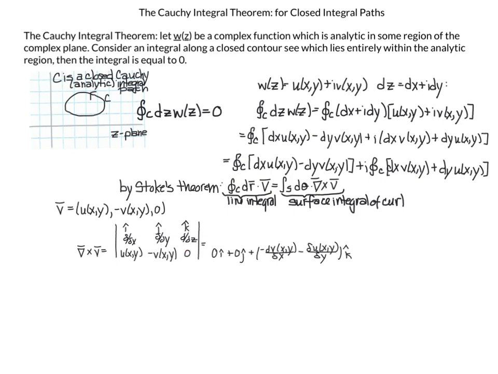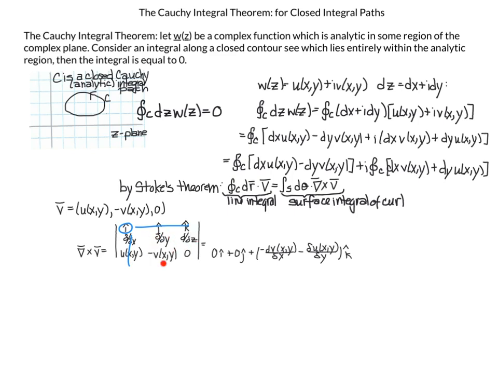When we take the determinant in the i direction, let me circle this. Looking at the i direction, and we cross out the row and column of the i, we get partial with respect to y times 0, so that's 0.